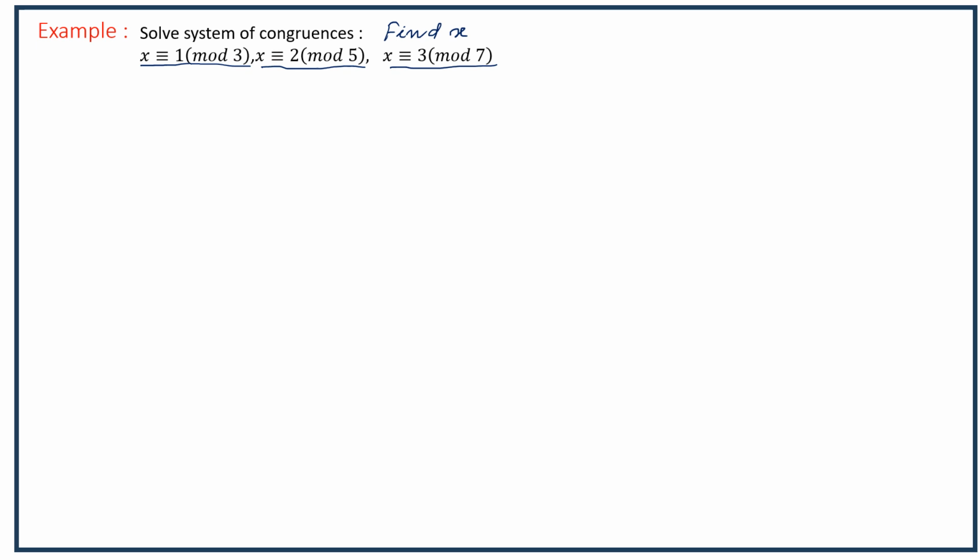So first we'll check whether n1, n2, n3 are co-prime or not. That means we have to see pairwise that 3 and 5, 5 and 7, and 3 and 7 are co-prime pairwise. That means I can apply the remainder theorem.